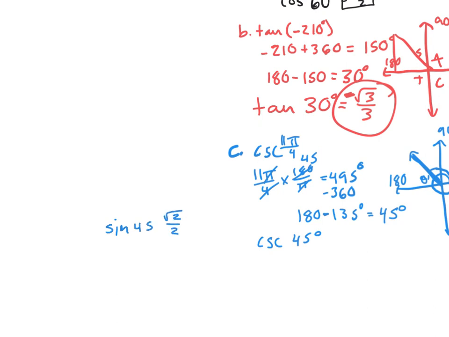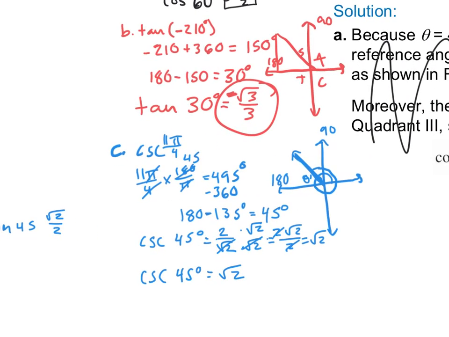To find the cosecant, we take the reciprocal, so that would be 2 over square root 2. We have to rationalize this, so we need to multiply the top and the bottom by square root 2. So we get 2 square root 2 over 2, which is just square root 2, because the 2's cancel. So our cosecant of 45 is square root 2.